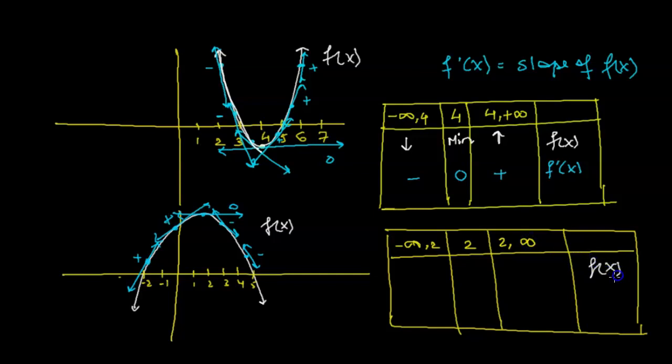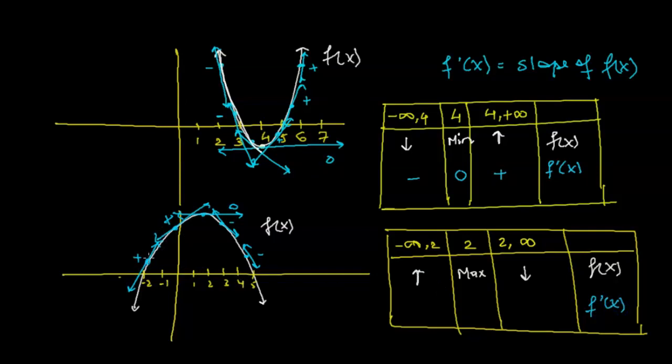Looking at the original function first, from negative infinity to 2, the original function is increasing. Exactly at 2, we see a max point. Then from 2 to positive infinity, we see the function is decreasing. Let's draw the conclusion for its derivative, because the derivative represents these blue tangent slopes.